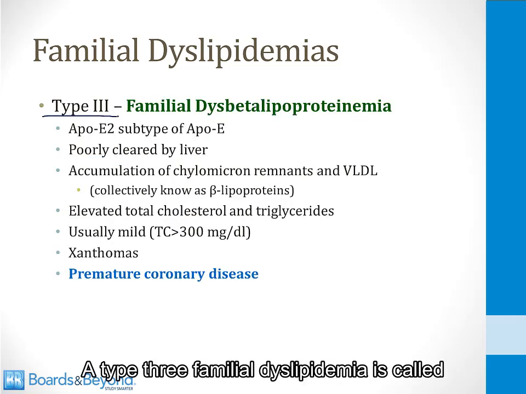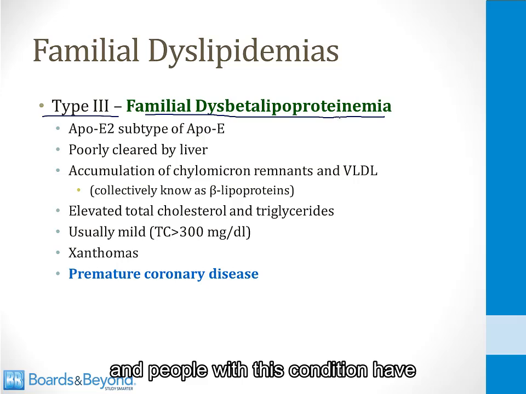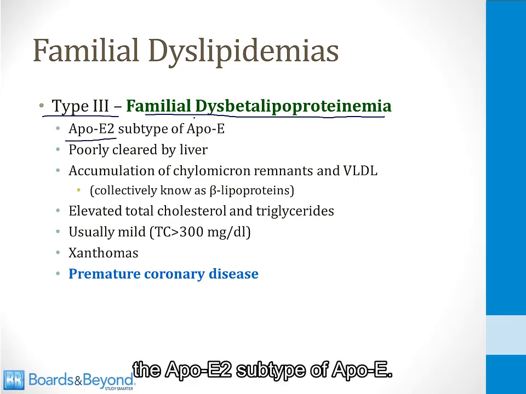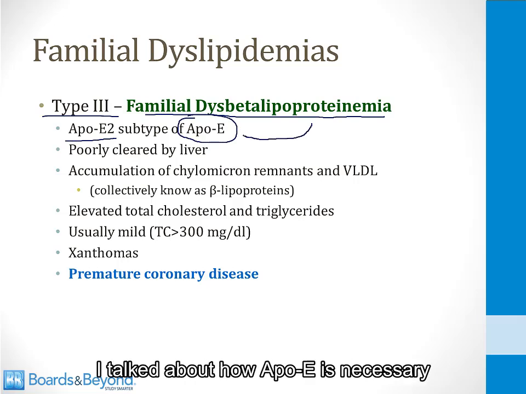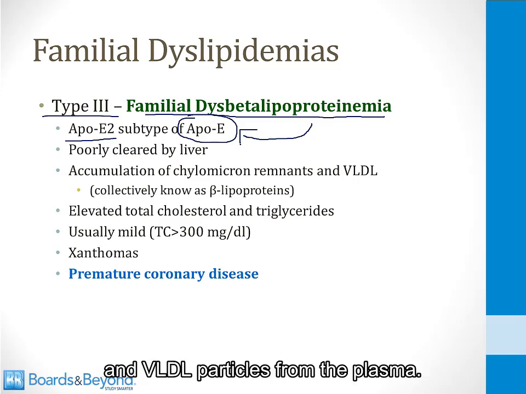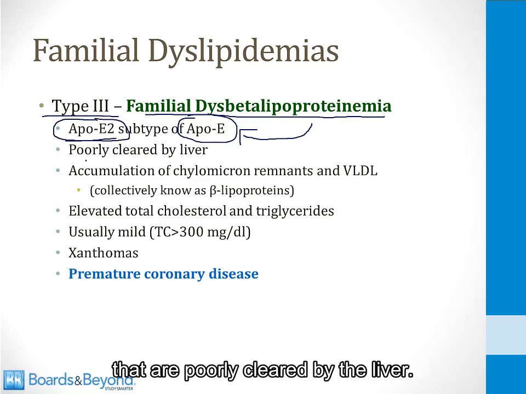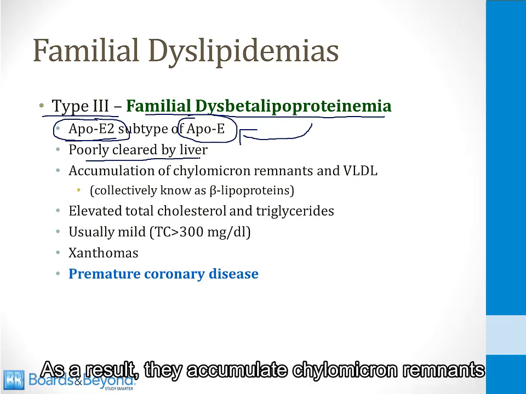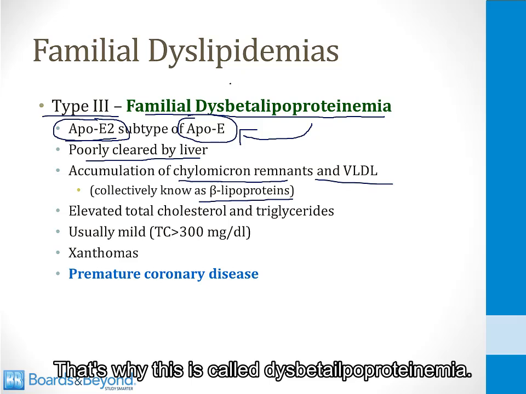A type 3 familial dyslipidemia is called familial dys-beta lipoproteinemia, and people with this condition have the ApoE2 subtype of ApoE. In the module on lipid metabolism, I talked about how ApoE is necessary for the clearance of particles like chylomicrons and VLDL particles from the plasma. People who have the ApoE2 subtype have lipid particles that are poorly cleared by the liver. As a result, they accumulate chylomicron remnants and VLDL particles, and these are collectively known as the beta lipoproteins. That's why this is called dys-beta lipoproteinemia.